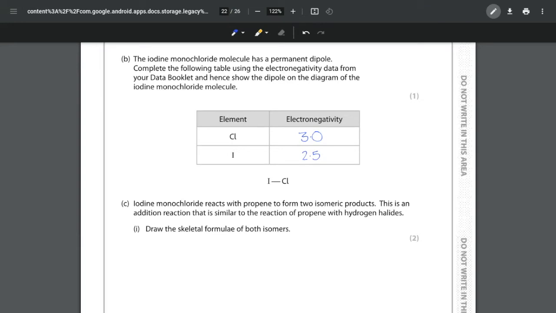We must also put the dipole, so please remember that the more electronegative element is going to take the electrons closer towards it, meaning it becomes slightly negative. So in this case, our delta negative is our chlorine, and our delta positive is our iodine.